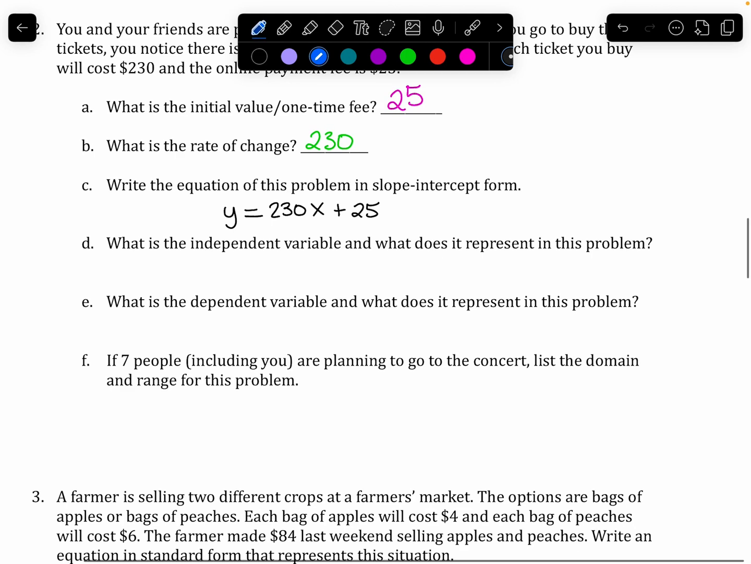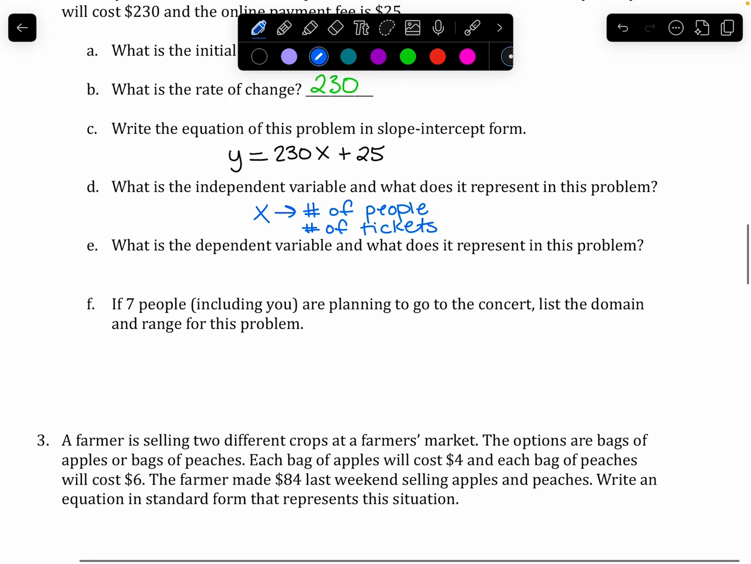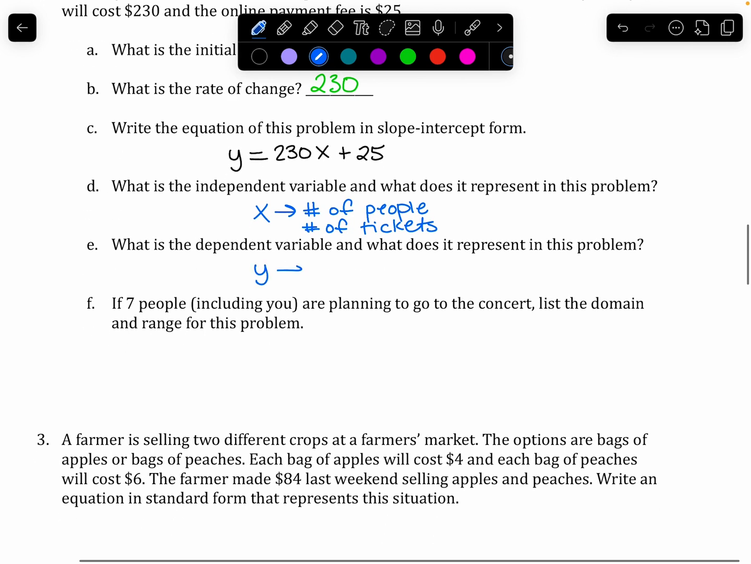What is the independent variable? Independent is always your x. Now, it's going to represent this time the number of people, or the number of tickets you buy. Either one is okay. And then E, what is the dependent variable? Well, y is going to depend on the number of people or the number of tickets you purchase. And y is going to be your total cost. Y is very often total cost.